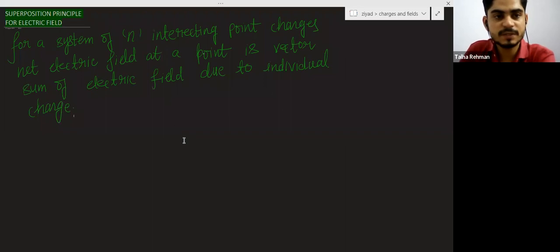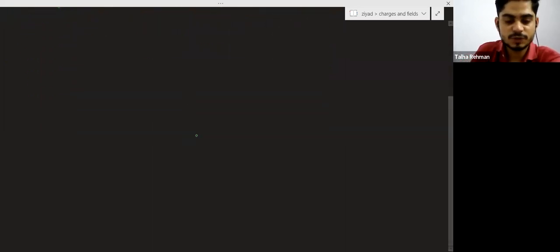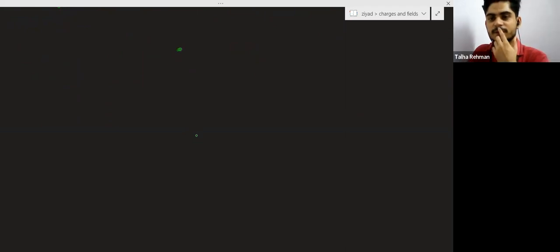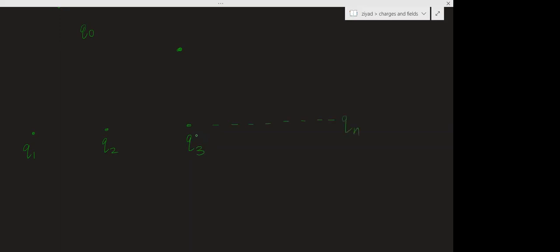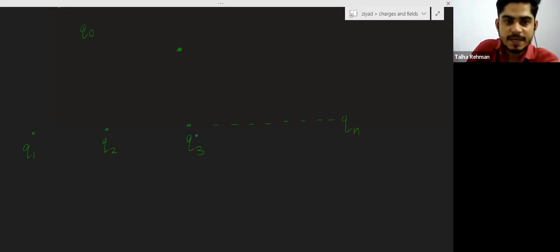So the meaning of this is, suppose you have a charge placed here, Q0. Here a charge Q1 is placed, here a charge Q2 is placed, and accordingly you have n number of point charges placed. This is a positive charge I am supposing, and this is also a positive charge.